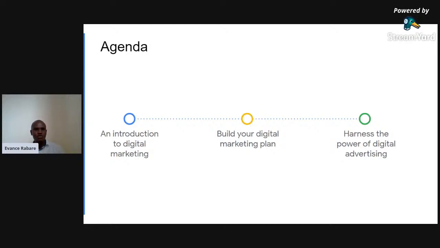Under this, you're going to look at aspects such as budgeting, the right digital platform to use, the audience, and so much more. And finally, we're going to look at the top tips for harnessing the power of digital advertising or digital marketing. When we talk about digital advertising, we are also talking about digital marketing.